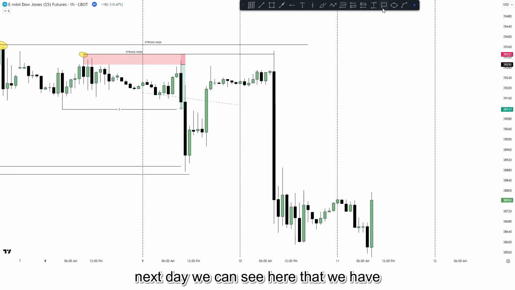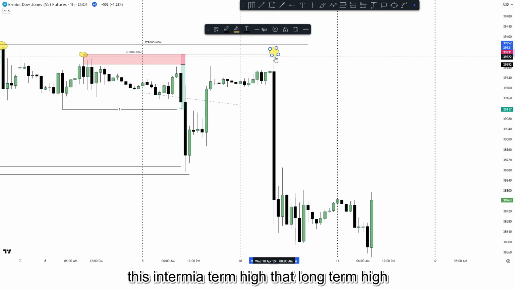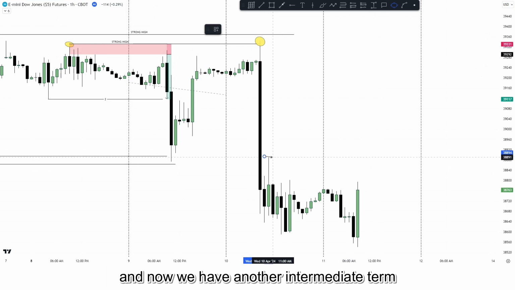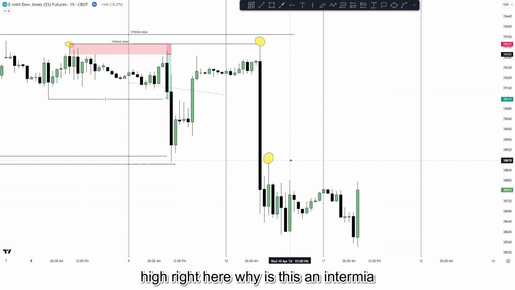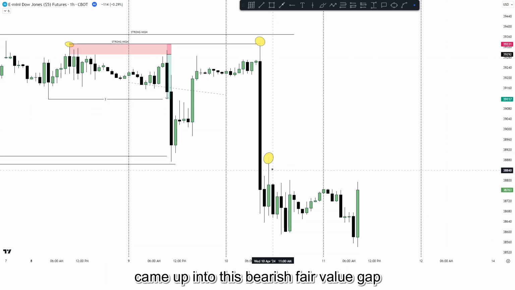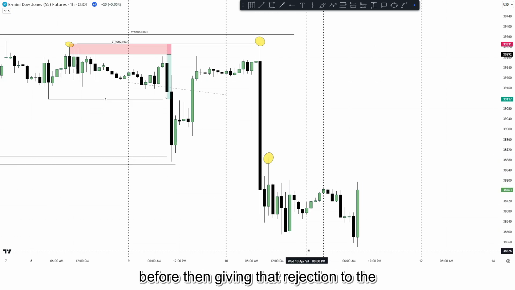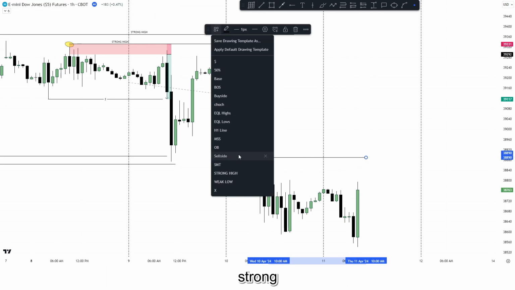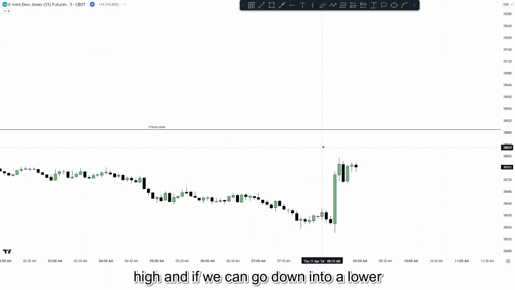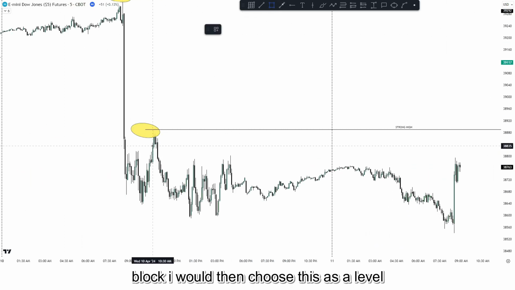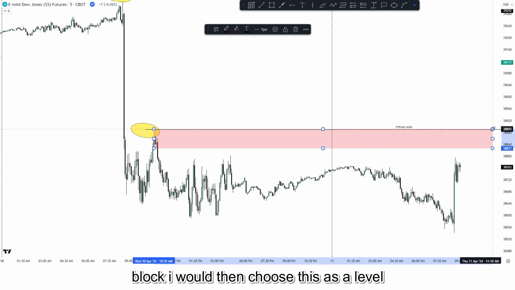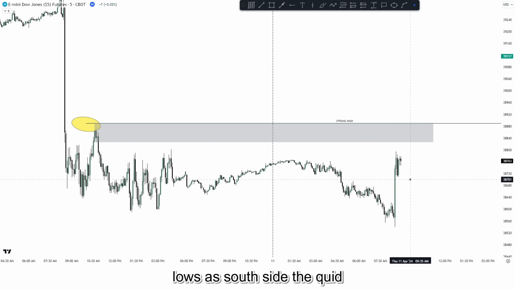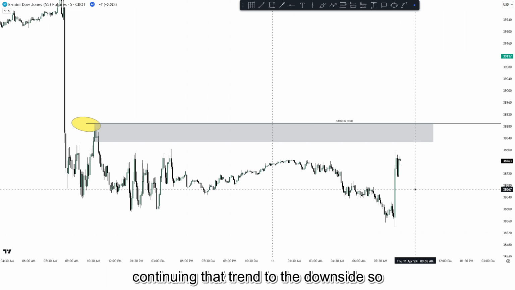Now coming into the next day, we can see here that we have this intermediate term high, that long-term high, and now we have another intermediate term high right here. Why is this an intermediate term high? Because this is the high that came up into this bearish fair value gap before then giving that rejection to the downside. So we could classify this coming into the marketplace as a strong high. And if we can go down into a lower time frame here and identify a bearish order block, I would then choose this as a level of resistance to then get short inside of the marketplace, targeting back below these lows as sell side liquidity, continuing that trend to the downside.